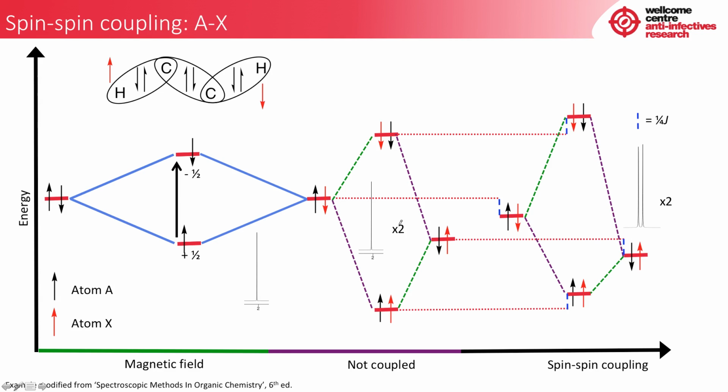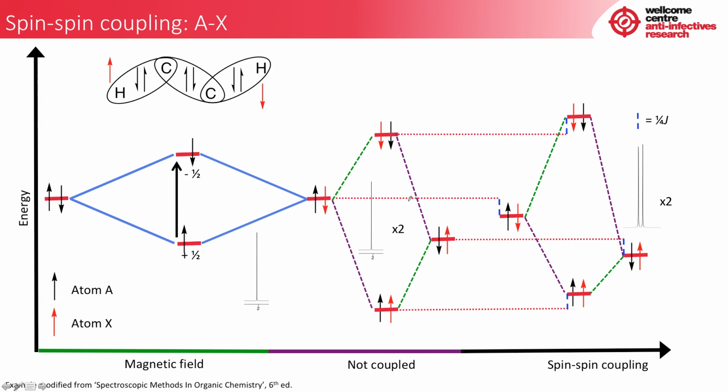However, if we look at the transitions available to atom A, which is here in green, and then the transitions available to atom X, in purple here, both of the greens are equivalent transitions and both of the purple are equivalent transitions. They have the same energy, and so only a singlet is observed for each nucleus, and so you see two singlets of different chemical shifts. Now let's consider what happens if we couple these.